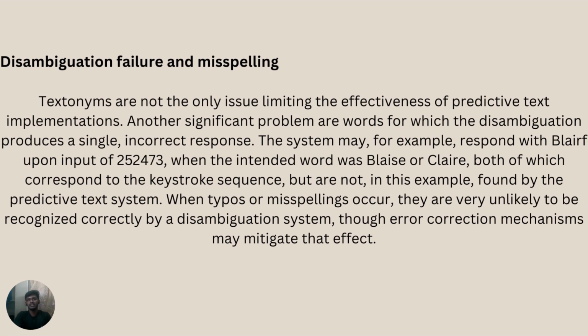Next, disambiguation failure and misspelling. Textonyms are not the only issue limiting the effectiveness of predictive text implementation. Another significant problem is words for which the disambiguation produces a single, incorrect response. The system may, for example, respond with blerif upon input of 252473 when the intended word was blaze or clear, both of which correspond to the keystroke sequence but are not, in this example, found by the predictive text system. When typos or misspellings occur, they are very unlikely to be recognized correctly by the disambiguation system, though error correction mechanisms may mitigate that effect.